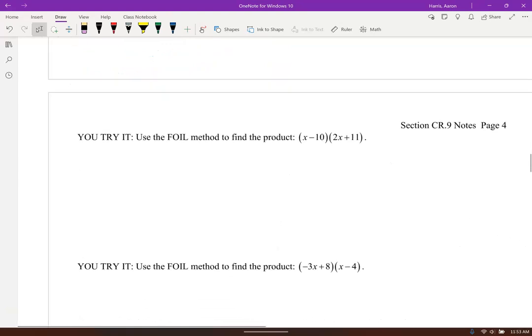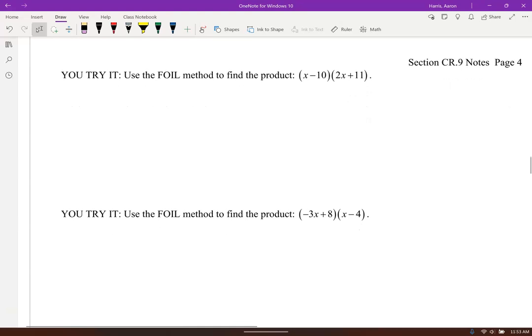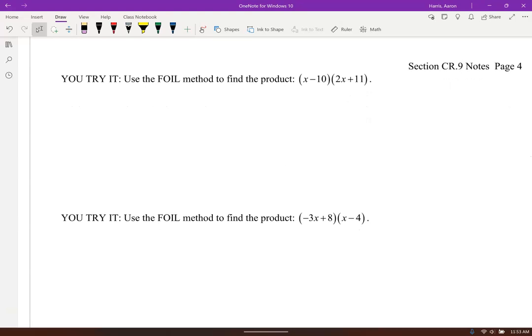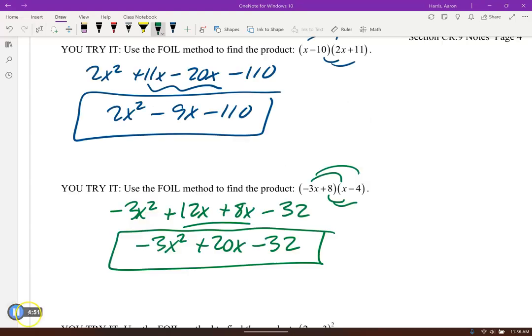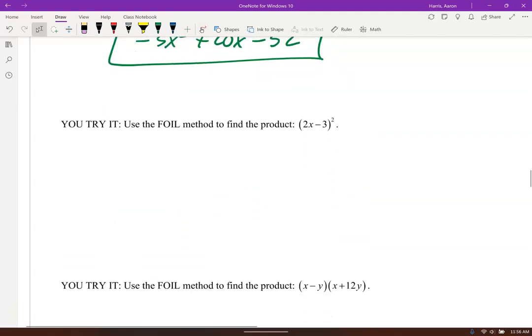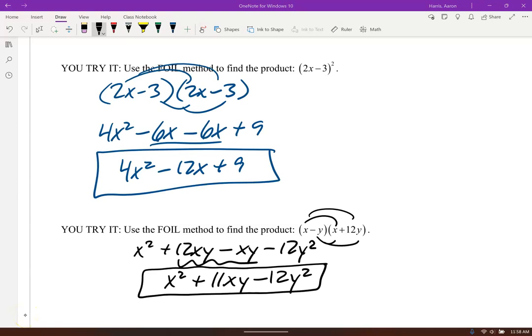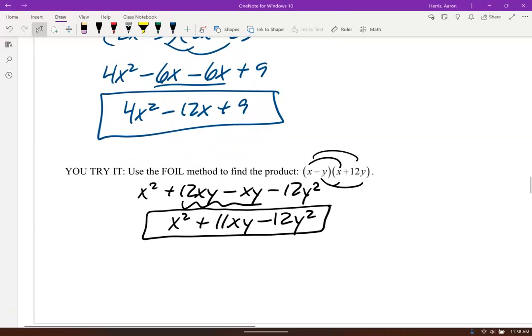And let's have you guys try some of these. But you guys put those two up on the chat box. We'll check them. Alright, go ahead, check yourself. Pause the video if you need to. And let's move on to a couple more. Alright guys, go ahead, check your work on those. Pause that video if you need to.